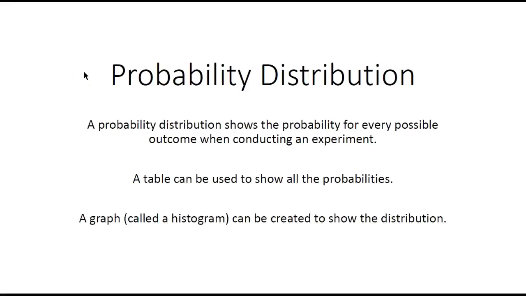This video is about probability distributions. A probability distribution shows the probabilities of all the possible outcomes from an experiment. The distribution could be given in a table or as a graph called a histogram.